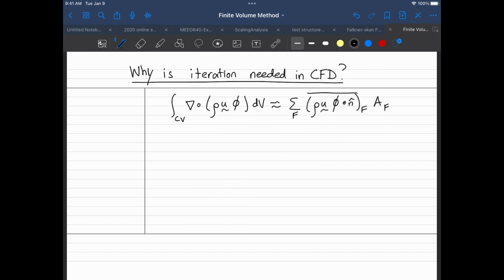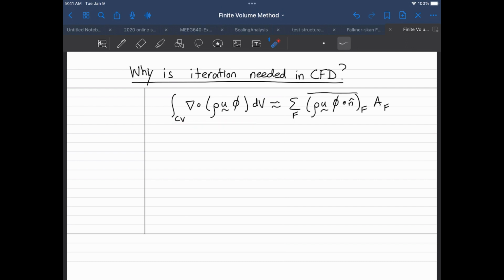All right, so let me address why iteration tends to show up in computational fluid dynamics, but is not always present as something you need to look for in finite element methods for, let's say, conduction problems. So why does this come up in computational fluid dynamics? It's basically this convective term.